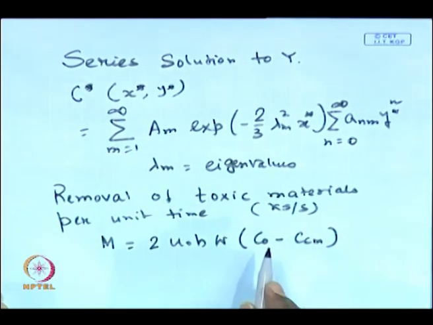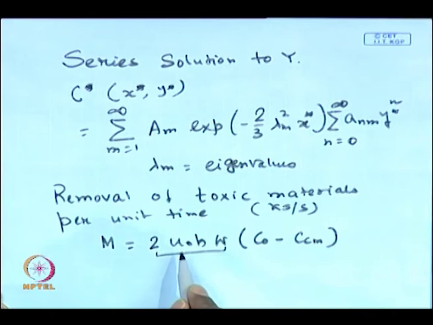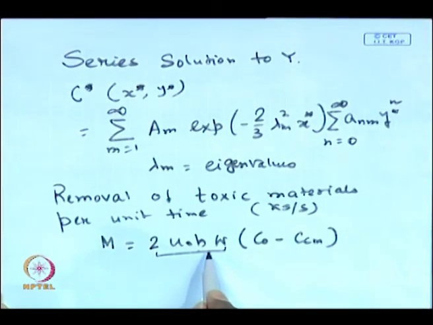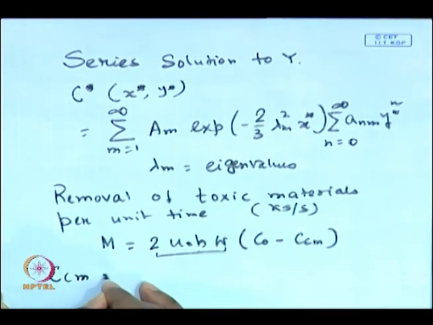Let us try to understand what it is. 2 times h times w will be basically the cross sectional area, multiplied by u naught, that will give you the flow rate, meter cube per second. Okay, and it should be multiplied by the concentration of solute, where kg per meter cube will be cancelled. So this volumetric flow rate Q multiplied by C naught will be the amount of solute that is entering into the system, right. And what is C cm? C cm is the cup mixing concentration.